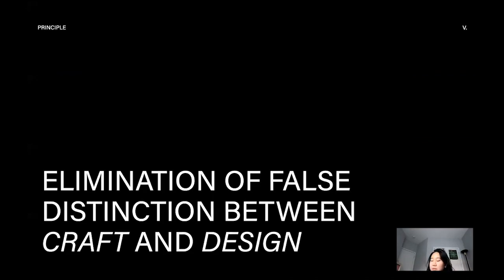The fifth is the elimination of false distinction between craft and design. There's an underlying assumption that craft is different from and inferior to design. And this comes from, again, the Eurocentric perspective, undermining design practices of non-Western cultures by labeling them as craft.